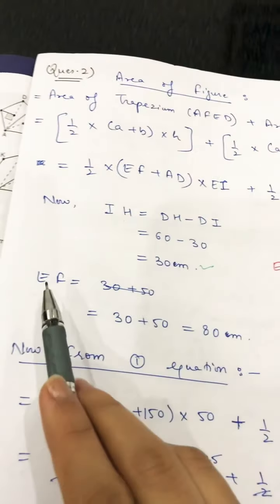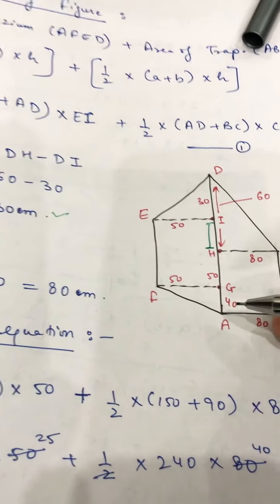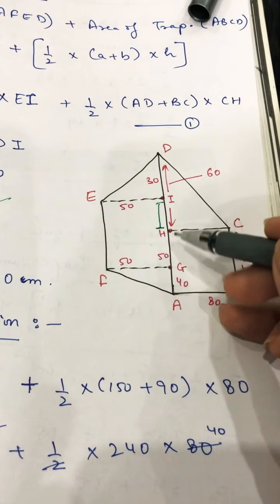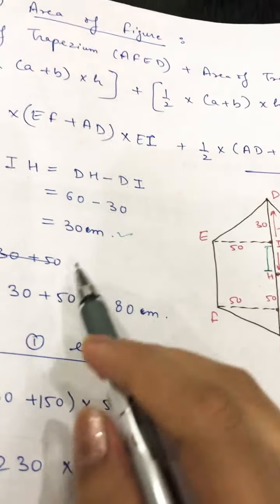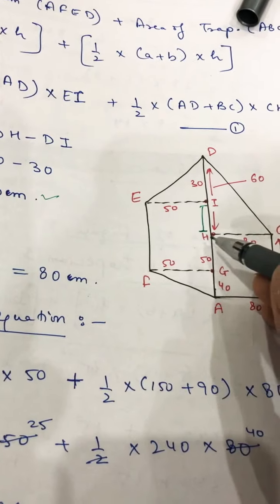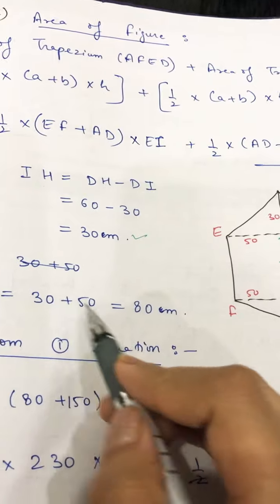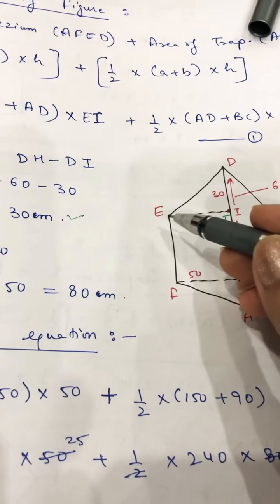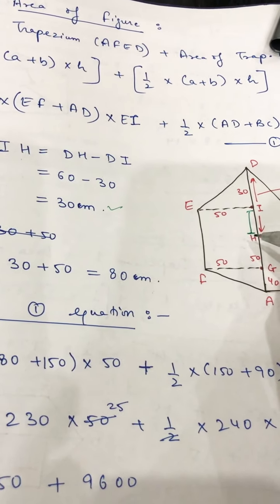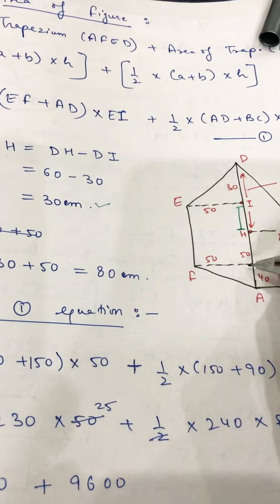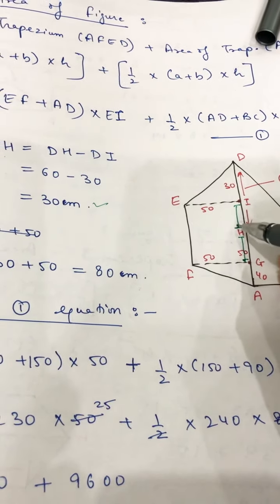Now I'm going to find out EF. What will be EF? This is 90, and this is IH. From here up to here is 50. So 50 plus 30 is equal to 80. So EF is equal to this IH plus this 50. From here to here is 50, and from here to here is 30.